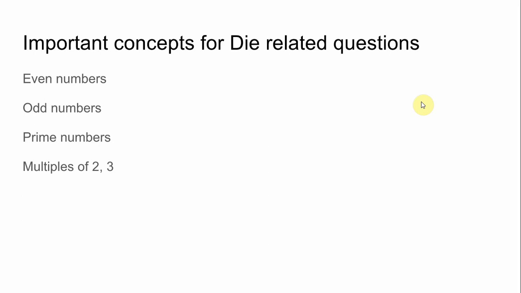Important concepts that you will require for solving numericals related to die. Even numbers are 2, 4, 6; the numbers divisible by 2 are even numbers. The others are odd numbers. Prime numbers are the numbers which have only two divisors, that is 1 and the number itself. Multiples of 2 and 3: 2, 4, 6 and 3, 6.